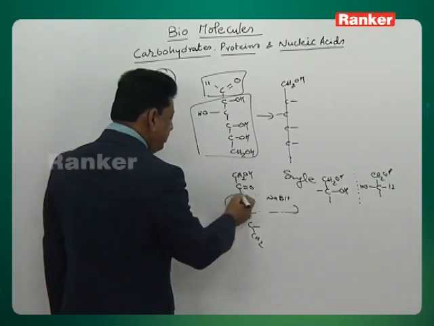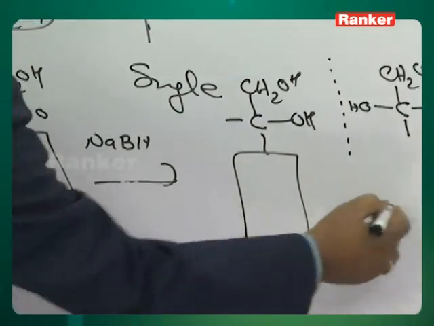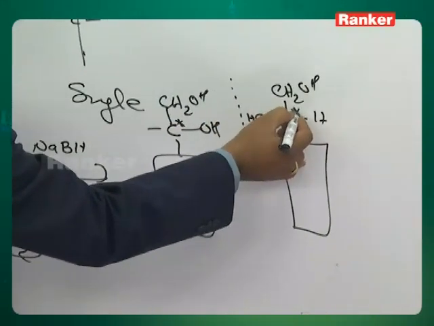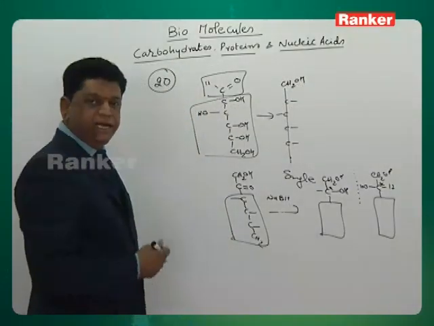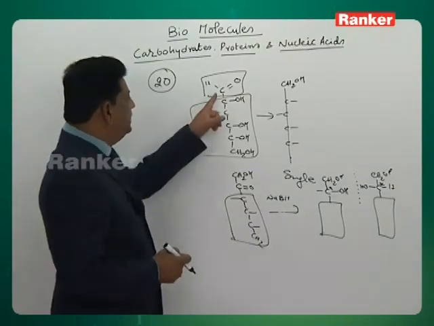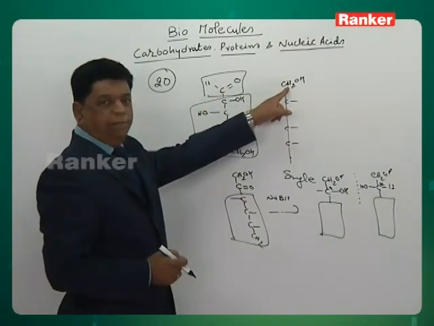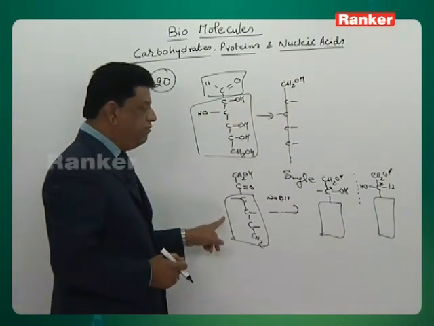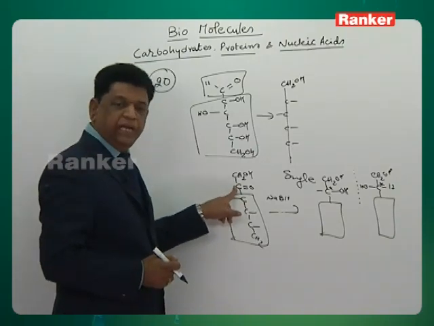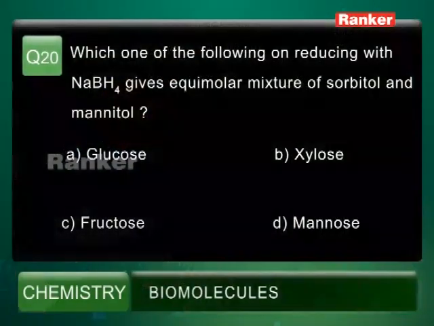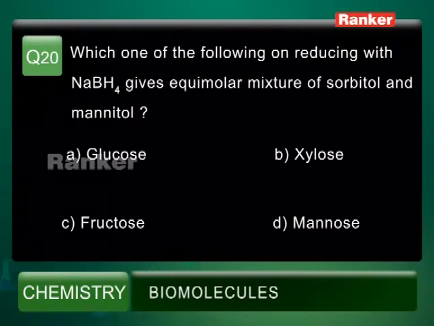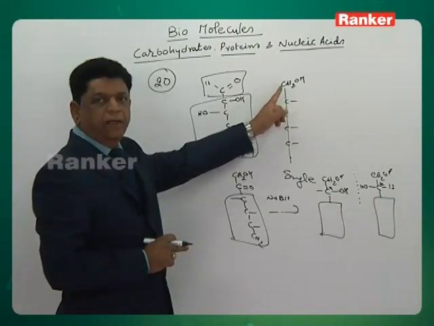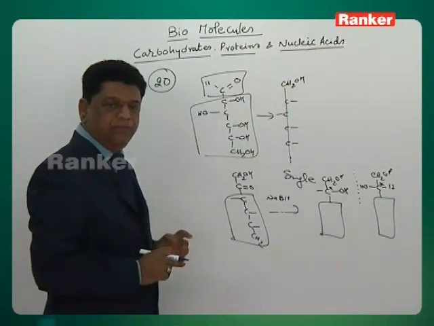The rest of the part will be the same and intact, and the new chiral carbon formation will give two different types of products, OH on the right side and OH on the left side. Whereas in glucose, this will become a non-chiral part. So glucose on reduction you won't get it, but fructose, which has a keto function, will give this. Glucose, xylose, and mannose are all aldehydes. So when you reduce the aldehyde function, it becomes a non-chiral part, and you don't get equimolar ratios of different products.